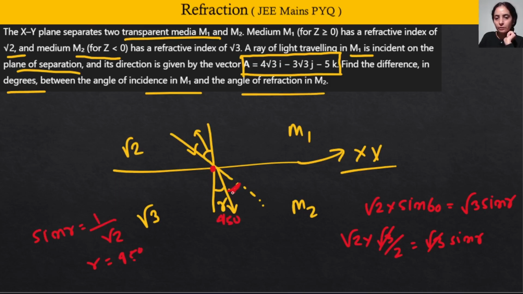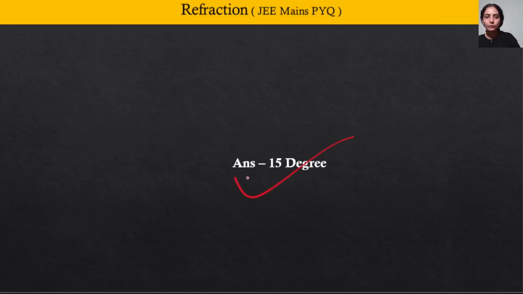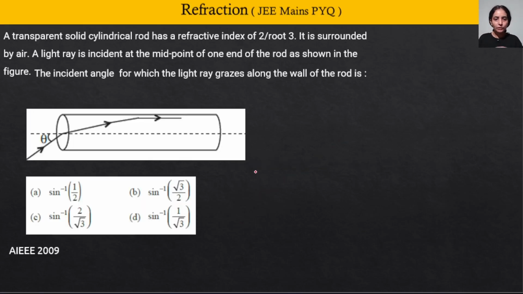What will be this value? This value will be, I mean this is 60. So this whole is 60. This is 45. 60 minus 45, that is 15 degree. So correct answer should be how much? It should be your 15 degree. Okay, so we have got this answer. Now let us focus on this question.